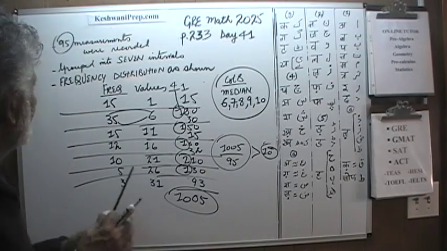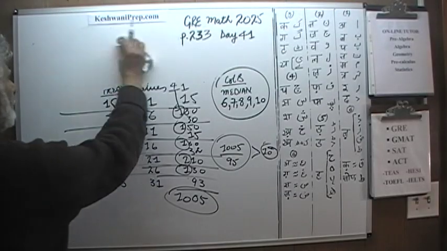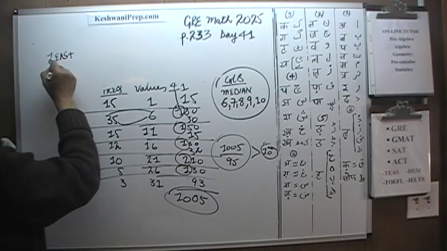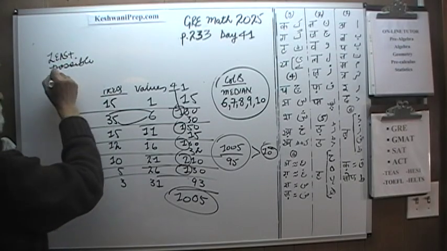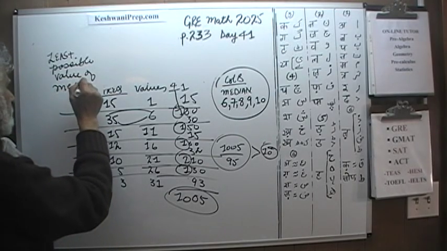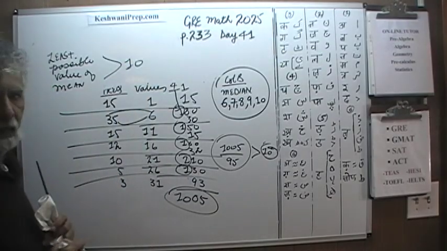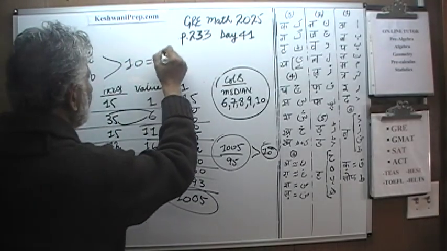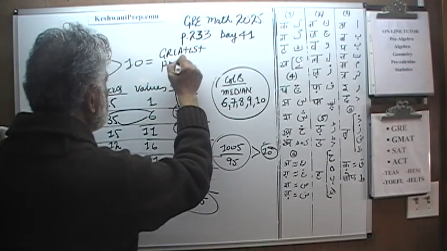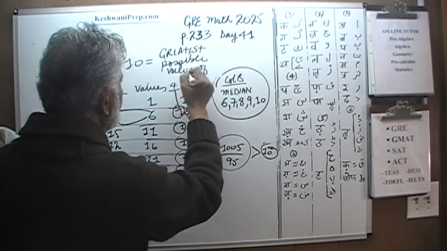So here's what we established so far. What we established here is that the least possible value of mean is greater than 10. But 10 also happens to be the greatest possible value of median.